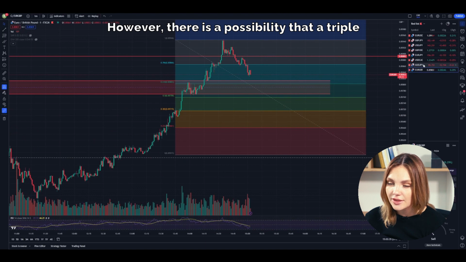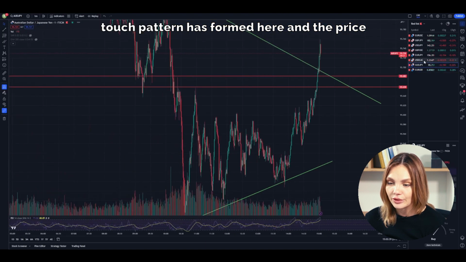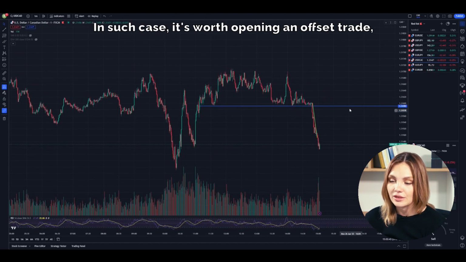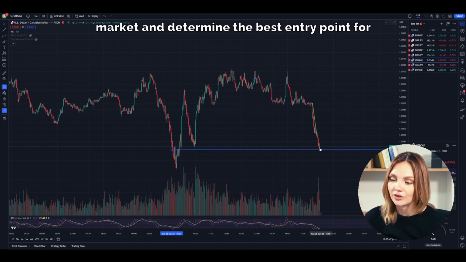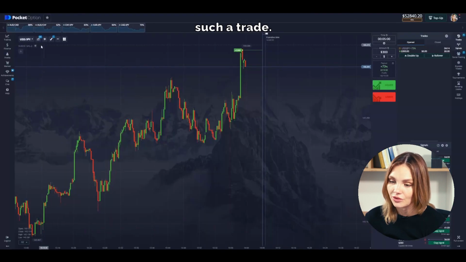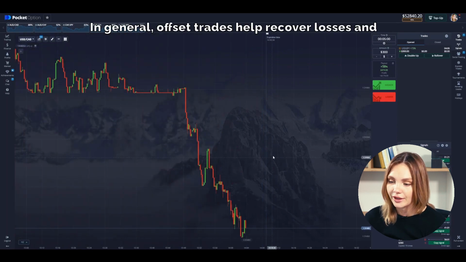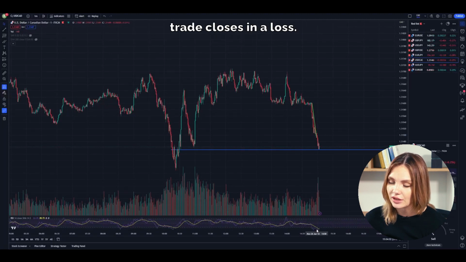However, there is a possibility that a triple touch pattern has formed here and the price will undergo a prolonged correction. In such case, it's worth opening an offset trade, but for that I need to analyze the market and determine the best entry point for such a trade. In general, offset trades help recover losses and even generate some profit if the main trade closes in a loss.